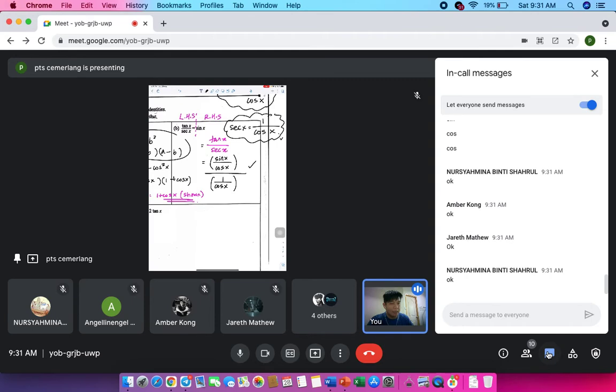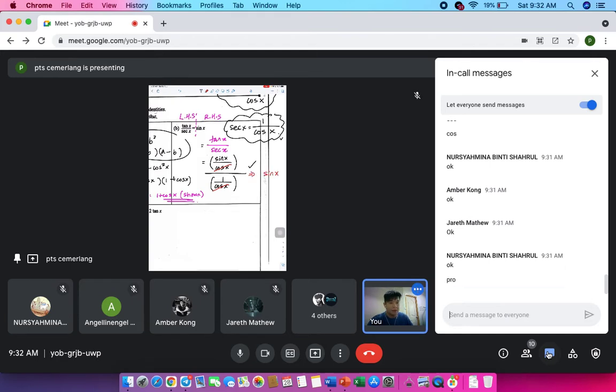Okay, kalau okay, kita tengok. This one, kalau let's say you dah pro kan, boleh je buang cos tu, betul tak? Jadi jawapan kamu jadi apa? Sin x lah. Kalau dah pro lah, okay? So jawapan kamu jadi sin x, then this one is shown. Simple je dapat sin x.